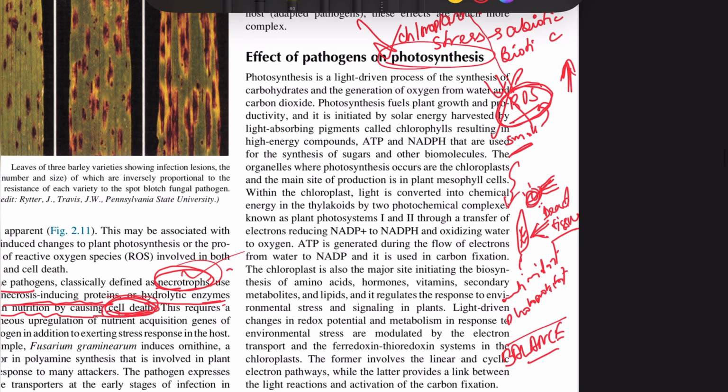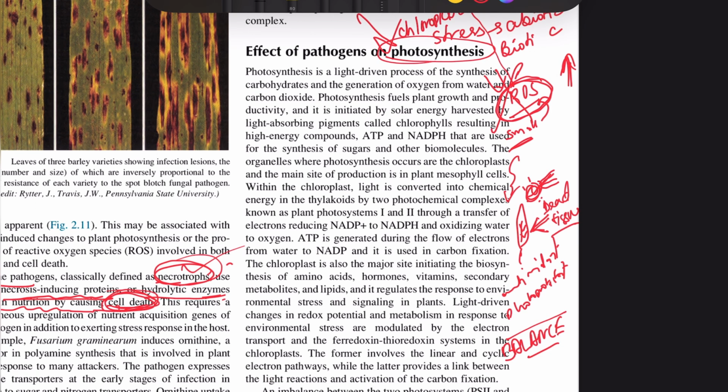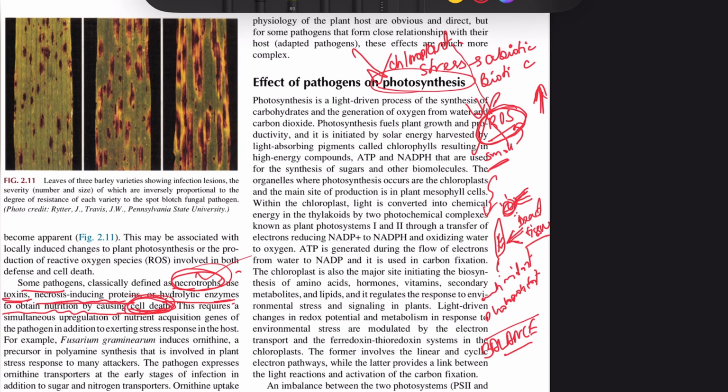The pathogens send effector proteins to interfere with photosynthesis and hormone signaling. Understood? It's not that difficult. The main thing is photosynthesis is very important, and pathogens literally play with photosynthesis. Either they decrease or stop ROS so that the plant cannot give a signal, or they increase it so that the tissue gets damaged and necrotrophic pathogens benefit. That's it.